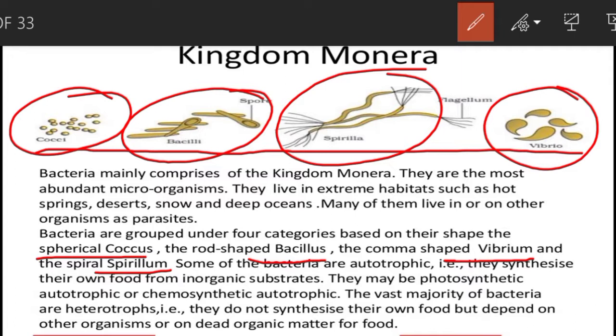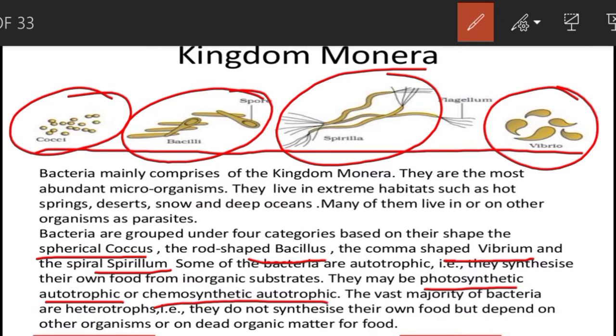Now, about the nutrition of bacteria. Bacteria show both autotrophic and heterotrophic modes of nutrition. That is, they are mixotrophic. Let us study about autotrophic bacteria. Autotrophic bacteria are of 2 types. That is, they are photosynthetic autotrophic or chemosynthetic autotrophic.